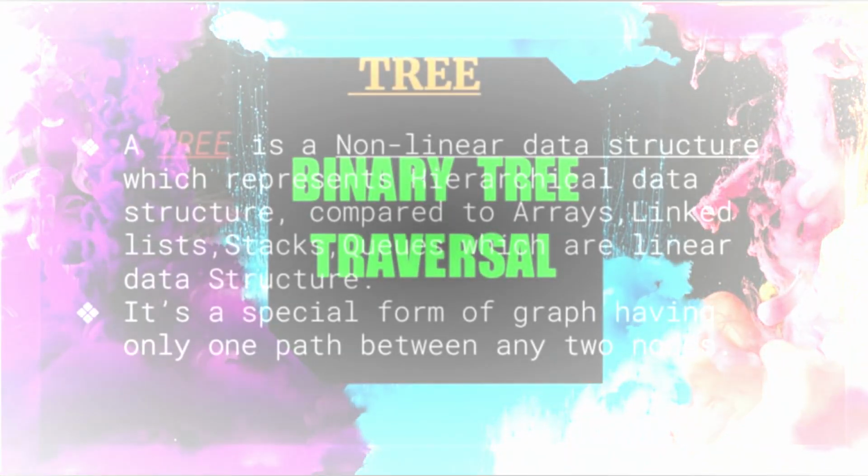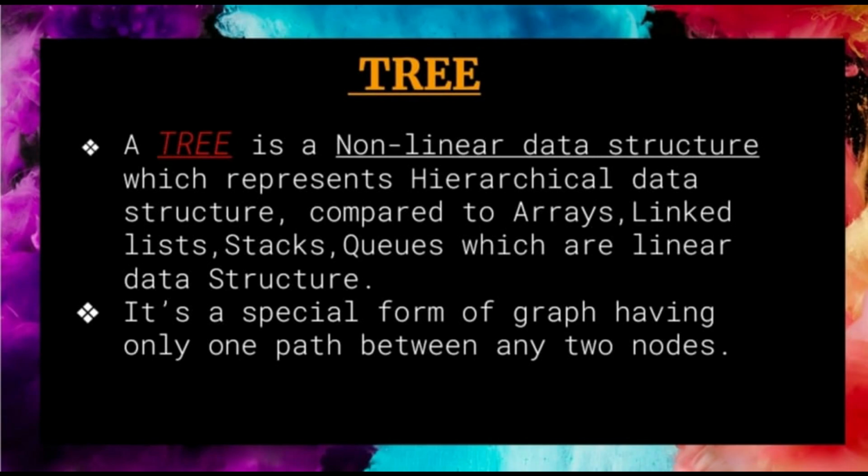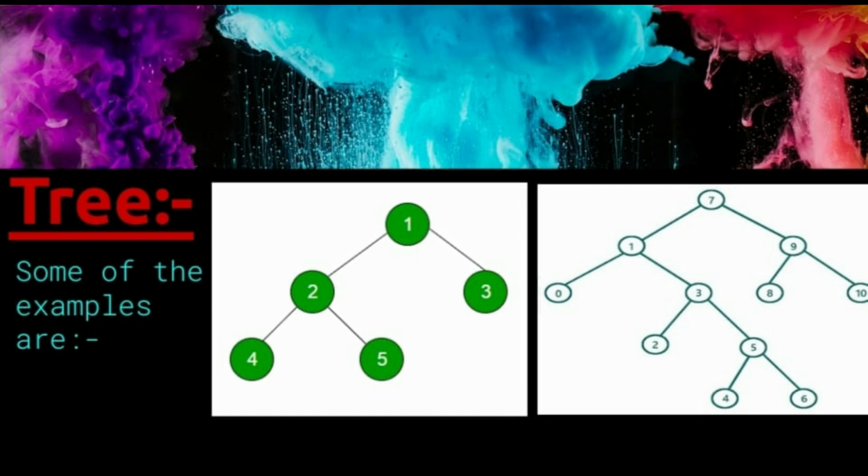Binary tree traversal. A tree is a non-linear data structure which represents hierarchical data, compared to arrays, linked lists, stacks, and queues, which are linear data structures. It is a special form of graph having only one path between any two nodes. Now let us see some examples of trees, which are represented in two diagrams.